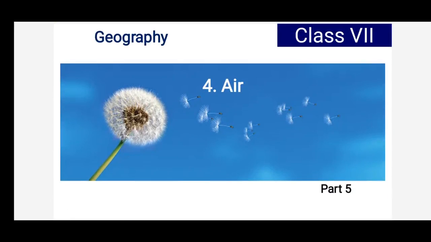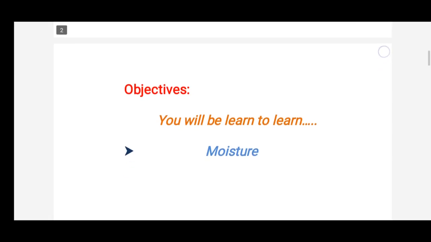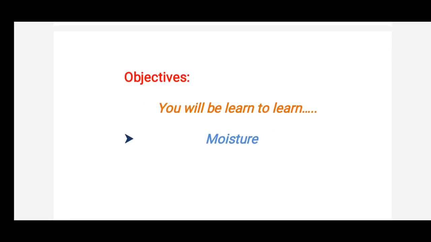In the chapter Air, in the previous class we learned about winds and types of winds. I hope that concept is very clear, children. If you understand, okay. Otherwise, please call me and ask me any doubts. You're free to ask any doubts, children. And at the end of today's class, you'll be able to learn about moisture.